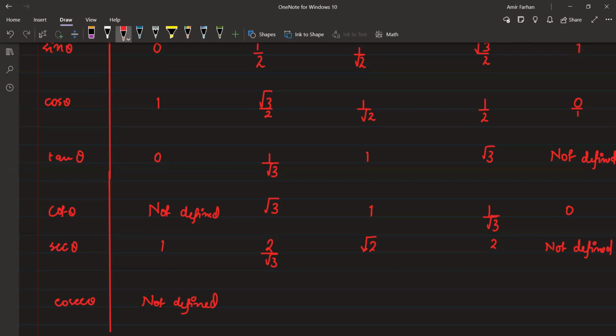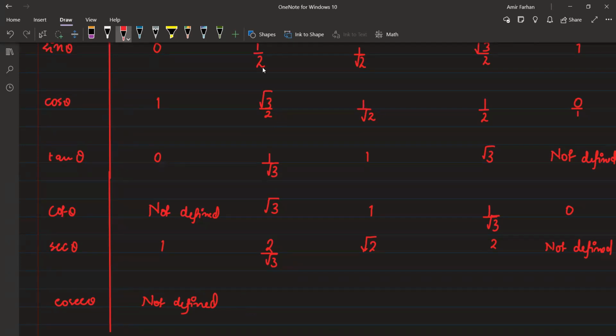Clear? Do this for a week, then make a table on a paper and paste it on the right or left hand side, wherever your bed is. Whenever you go to bed or wake up, just say: this is sine theta value 0, 1 by 2. Make it part of your daily routine, so you will memorize the table in a much better manner. Clear? Yes or no?